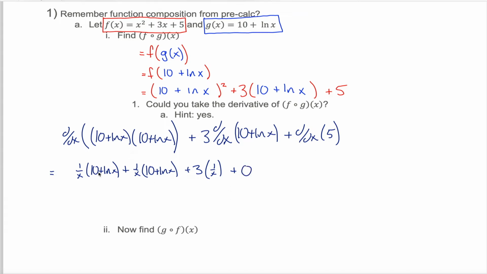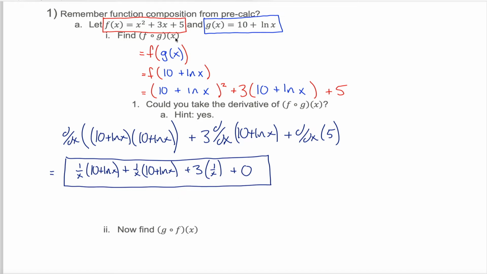You could simplify this by recognizing these terms are the same, so you got 2 of them, or pulling a 1 over x out from all 3 terms, whatever, I don't care. You could simplify this if you want. The point was just supposed to be that, yeah, you could take the derivative of this composite this way. But look what happens when we compose the functions in a different order.